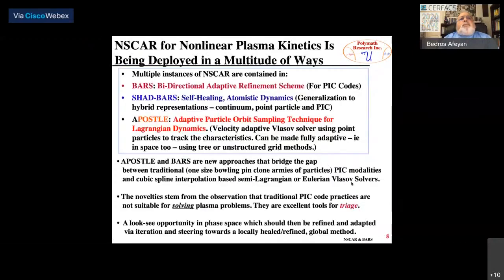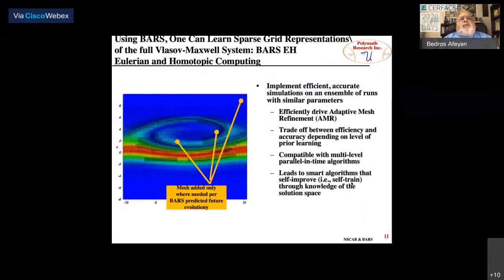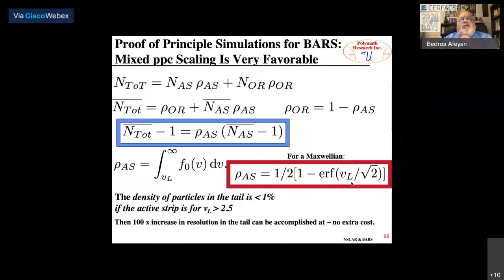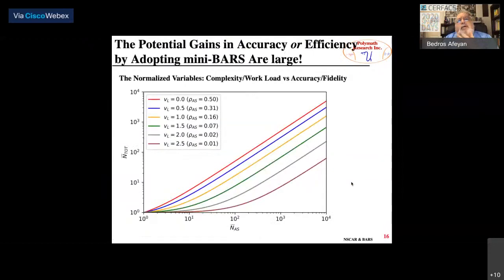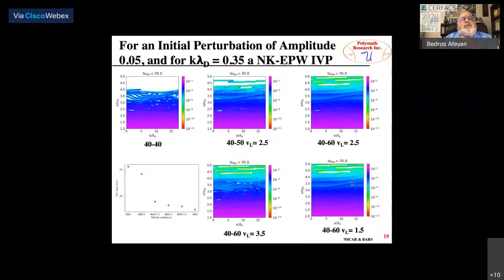Let me just skip to the real idea of how you estimate how much you win by doing this. This curve shows that if you pick your parameters properly, you'll make a 100 times improvement in your simulation for much less cost. And here's a visual demonstration of that.